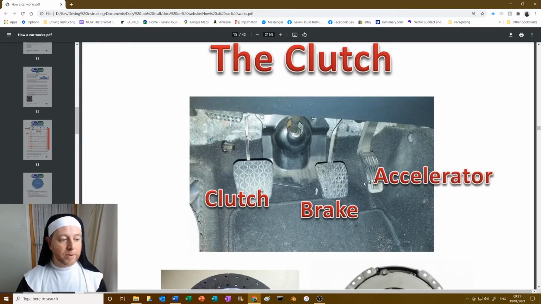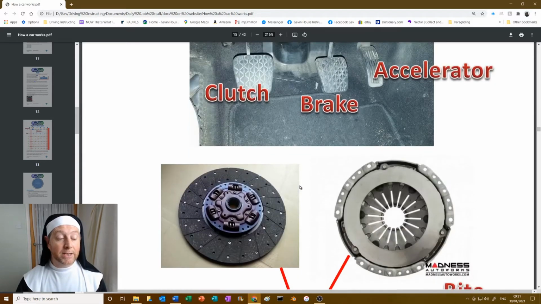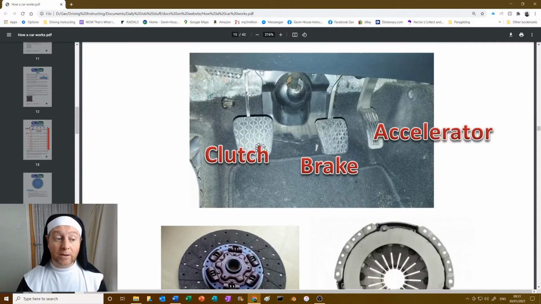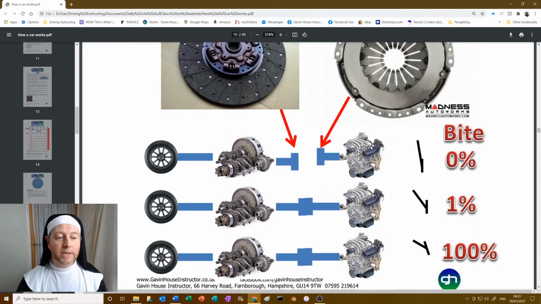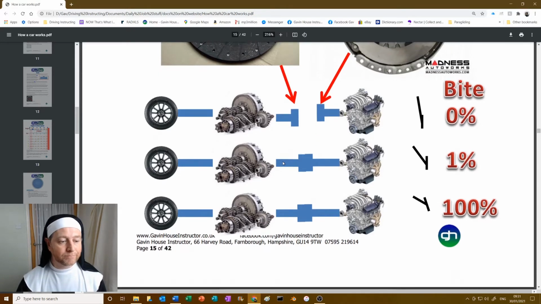Now, here's your 3 pedals, clutch on the left. And remember what I've said to you before already, is that the clutch pedal just operates the clutch. And here it is, it separates these 2 pieces. One piece connected to the engine and one piece connected to the gearbox. Remember, if that is rotating and you are in a gear, separate from neutral of course, then this is rotating. They are connected.